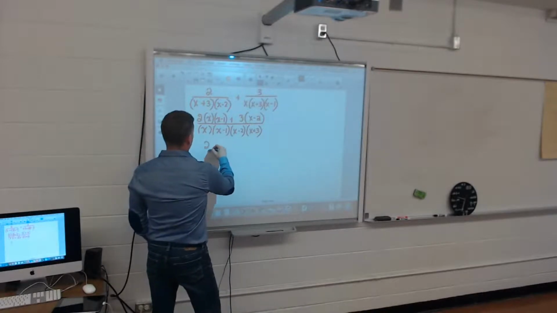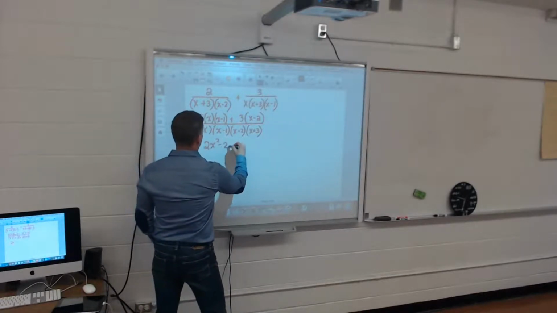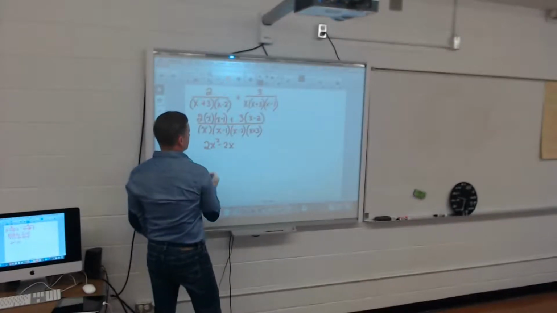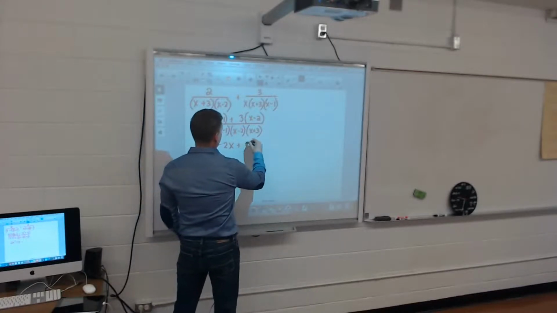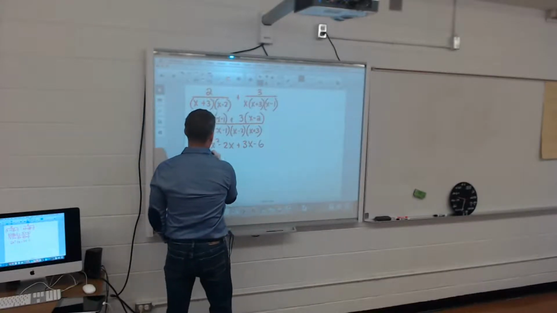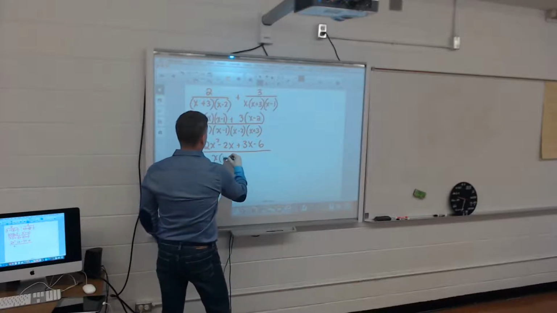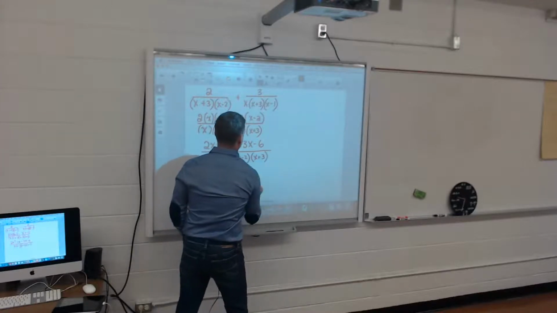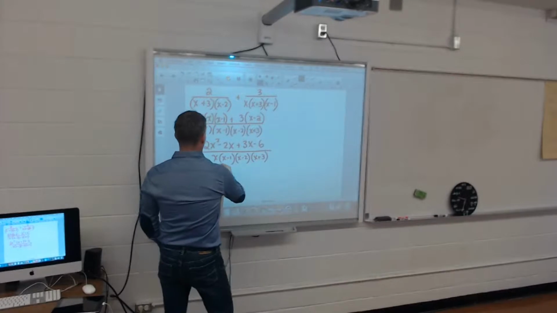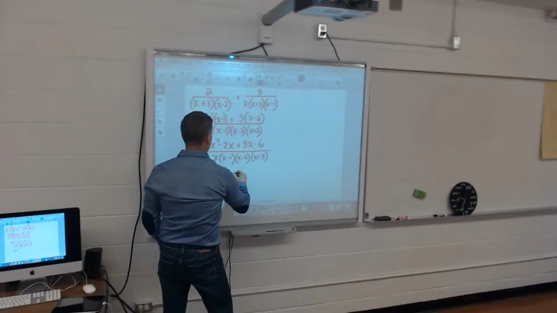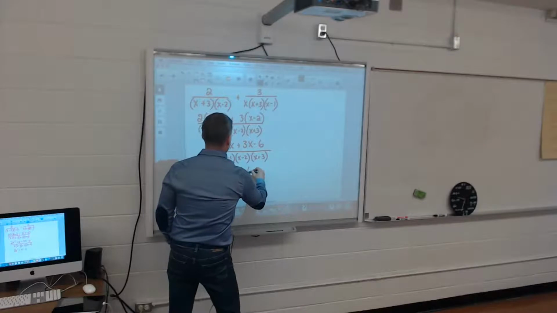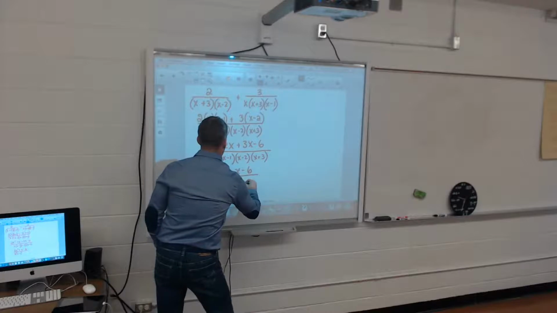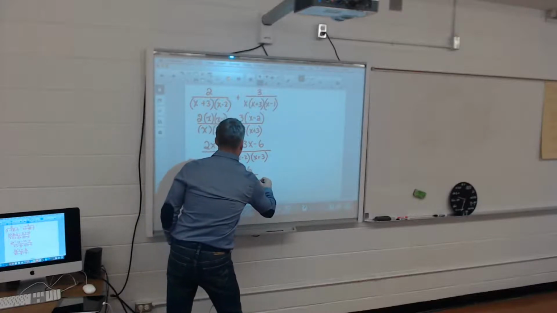So I have 2x squared minus 2x. So I multiply that through, that gives me x squared minus x, and then times that by 2. So I get 2x squared minus 2x plus 3x minus 6 all over x, x minus 1, x minus 2, x add 3. Simplify it, 2x squared plus x minus 6 over x, x minus 1, x minus 2, x add 3.